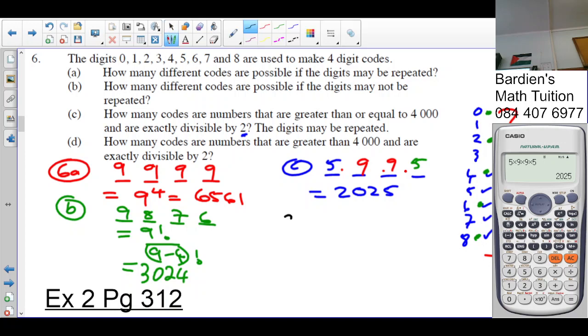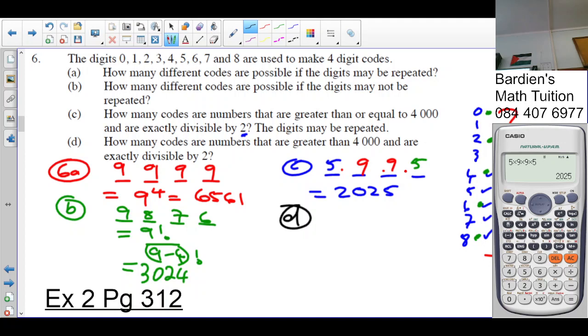Now for D, there's a twist here. We are told that the codes are numbers greater than 4,000, and exactly divisible by 2. So what's the difference between the two? In D, it must be greater than 4,000. However, in C, it could be 4,000 and greater.